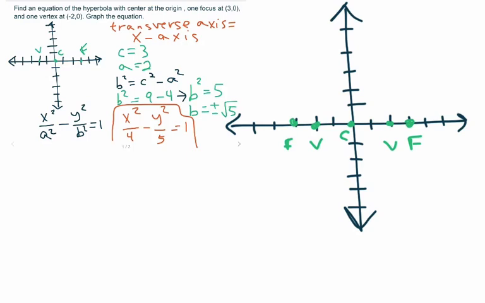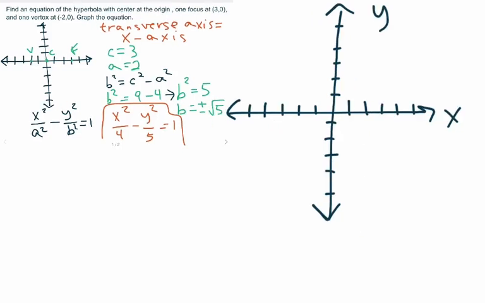Let's plot the points that we have so far. We have our center at (0, 0), vertices at (2, 0) and (-2, 0), and foci at (3, 0) and (-3, 0). We need to find additional points above and below the foci, so we'll let x equal plus or minus 3 and plug that into the equation of the hyperbola. Then we'll solve for y.